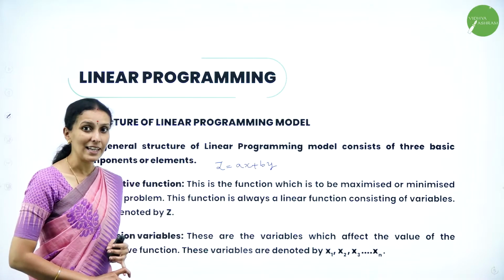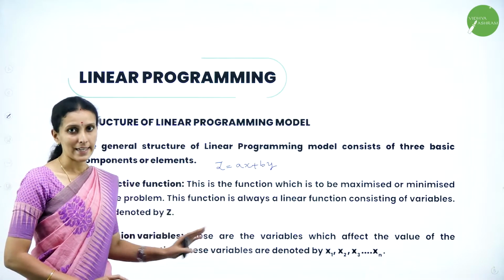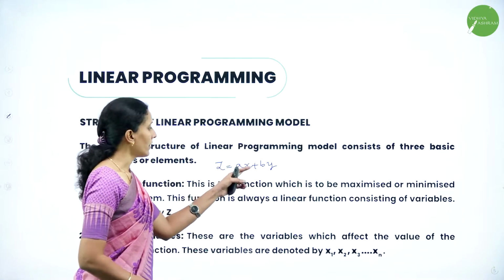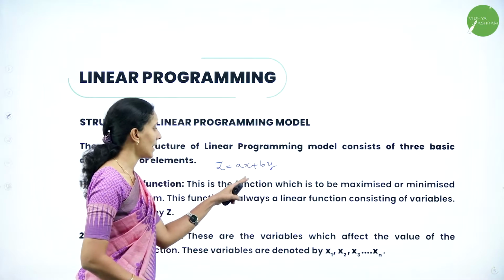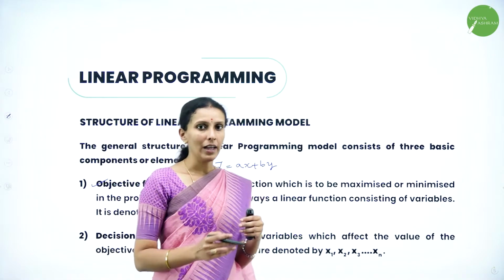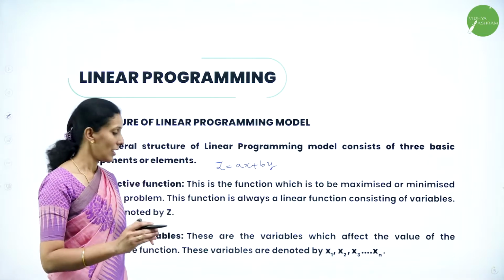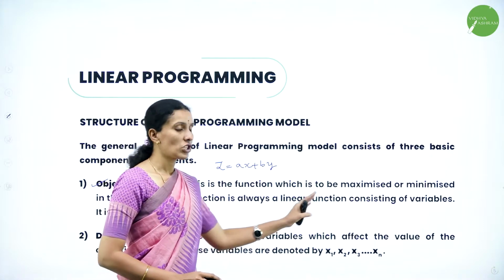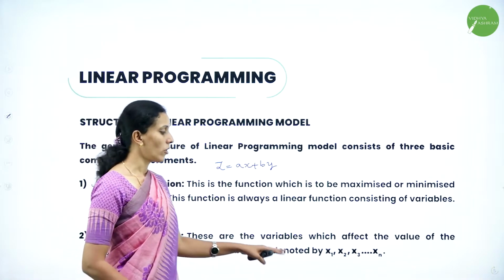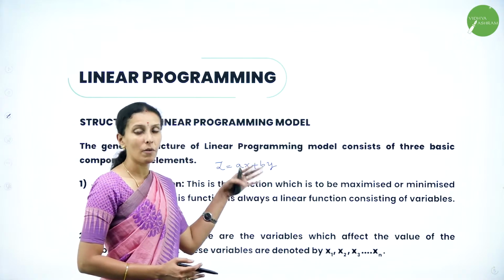This function is always a linear function consisting of variables. It is denoted by z. Next is decision variables. Whatever variables you have, if you take this as an example, the variable x and the variable y, based on the values of x and y, the value of z also changes. Therefore they are called decision variables. These are the variables which affect the value of the objective function. These variables are denoted by x1, x2, x3, etc., xn. Here I have written them in the form of x and y.